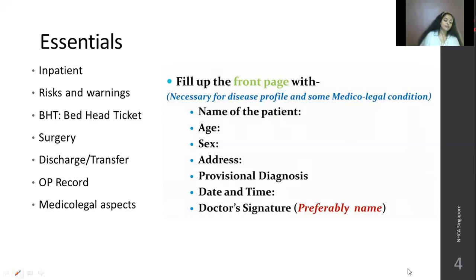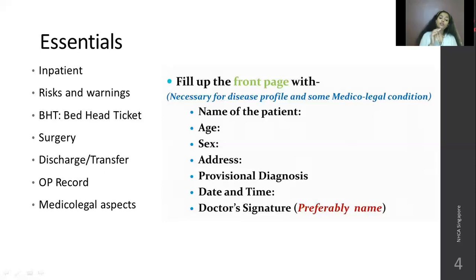Then medical legal aspects. Patients are the actual owners of their medical records. You have to remember that patients are the actual owners of their own medical records. So whenever the patient asks for their medical record back, based on a reasonable charge, you can give their medical records back to them. The law cannot prevent that. Other than to the patient, you should not give out information from the medical records to anyone without the consent of the patient.